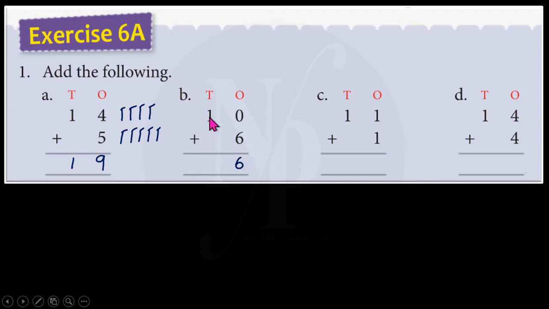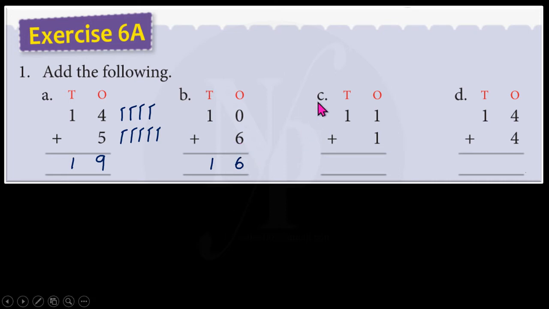And here we have 1. Again, there is no number here. That means 0. Therefore, 1 plus 0 is again 1 here. So I will write 1 here. So 10 plus 6 is 16.